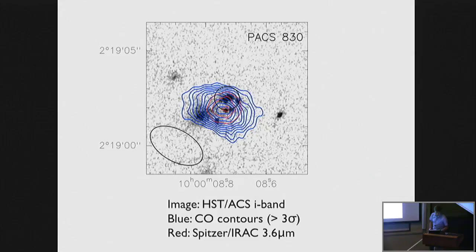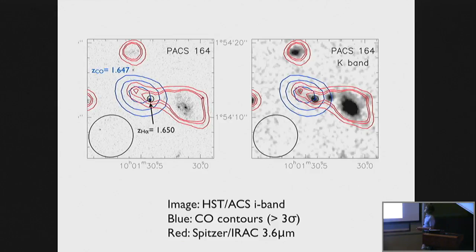I can blow up one of them. So here's one where there's multiple components. It's probably a major merger of these different knots coming in. Nice with the infrared component. And here's another one where the CO would be right in between 2 peaks in the infrared map. So it looks like CO is probably indicative of the whole system here.